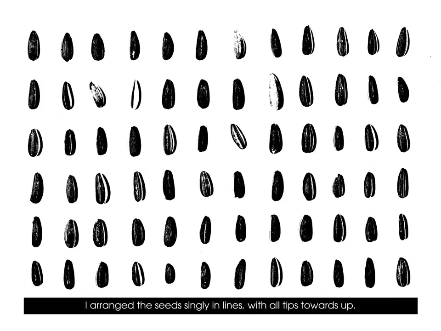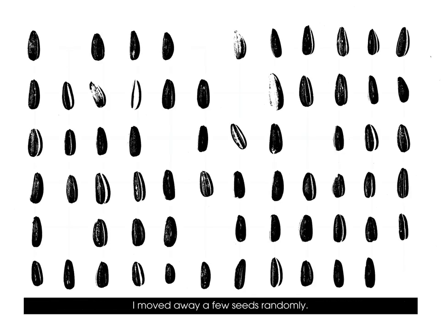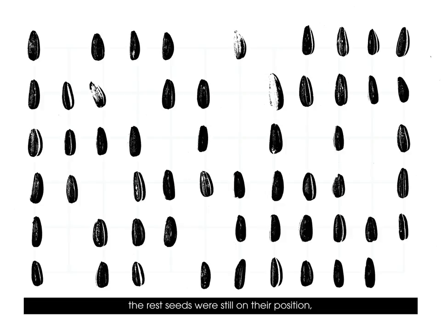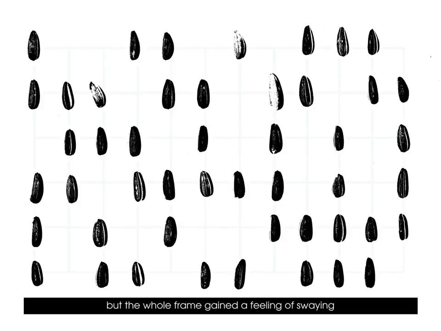I arranged the seeds singly in lines with all tips towards up. They looked neat and more ordered, even though their sizes and patterns were different. The same, I started to break the rules a little. I moved away a few seeds randomly. As time went by, more and more seeds were removed. The remaining seeds were still in their positions, but the whole frame gained a feeling of swaying, and the lines were not as clear as they were before.